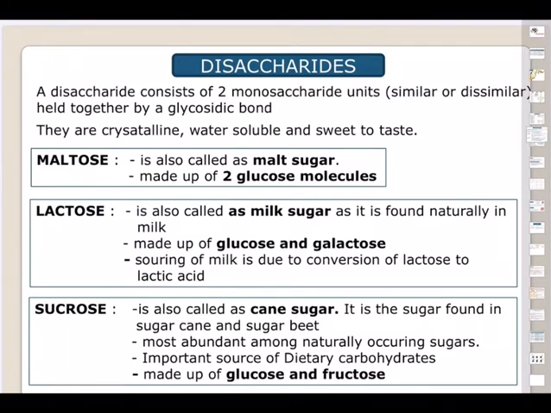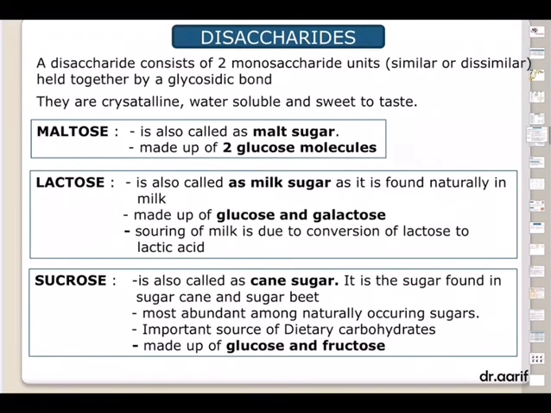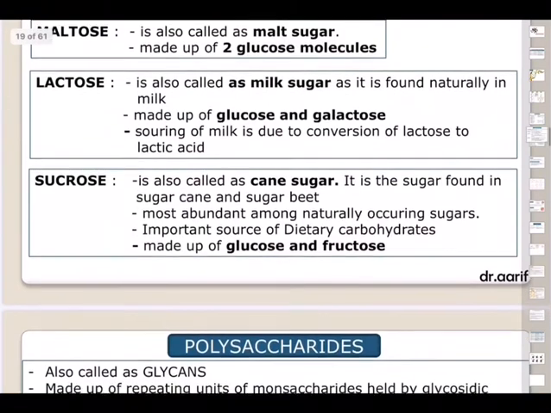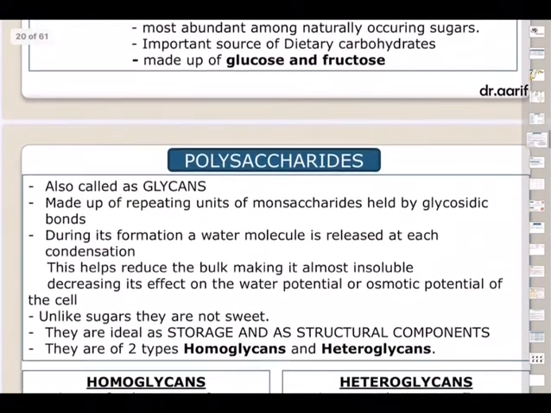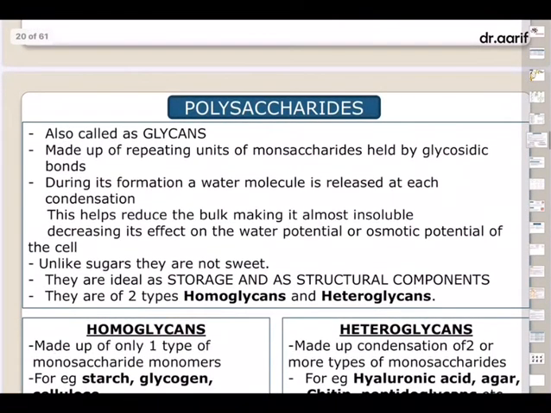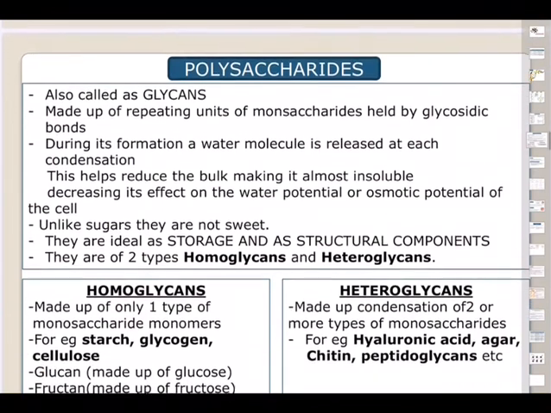Di means 2. 2 monosaccharide units are present in this, and both the monosaccharide units are linked together by a bond called glycosidic bond. So they are crystalline, water soluble, and sweet to taste. That's why you are using it as sugar. Maltose, malt sugar. Lactose, milk sugar. Sucrose, sugarcane sugar.